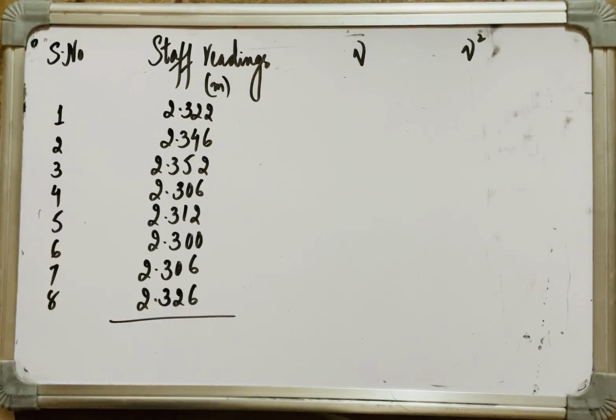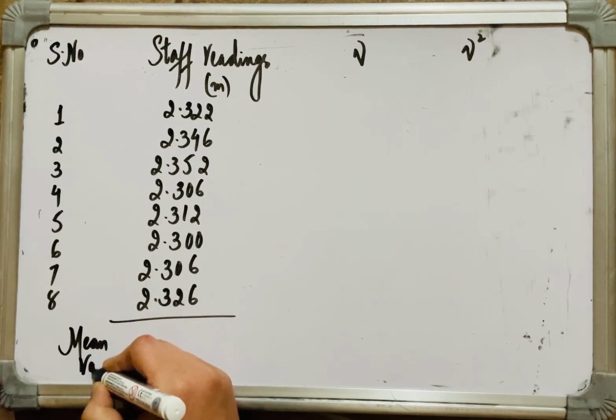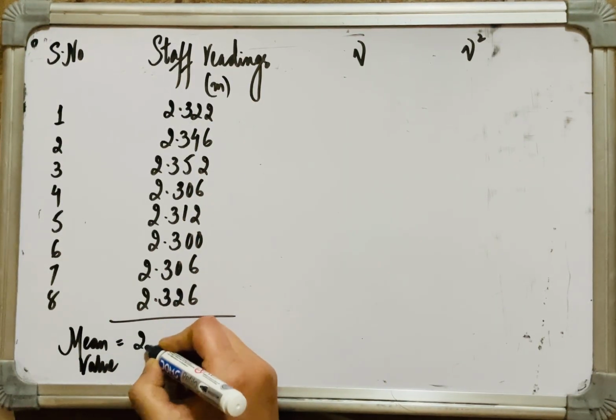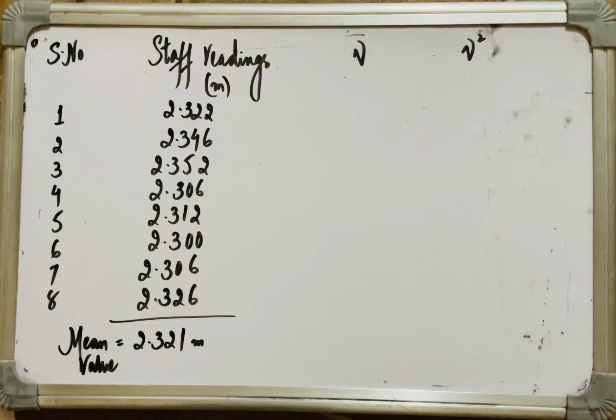All right, while measuring the levels across a river, these 8 readings have been found by a level under identical conditions. These are my staff readings, and the first task is to calculate the mean value. Mean value by calculation is equal to 2.321 meters. The most probable value, or the mean value, is equal to 2.321 meters.